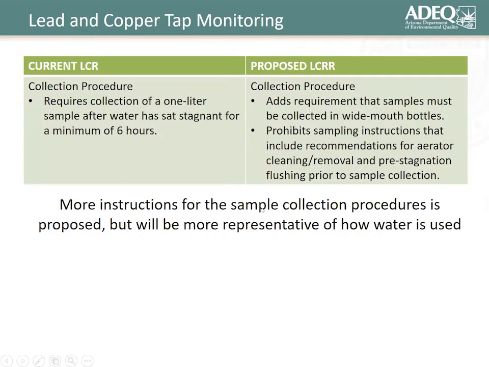Collection procedures will also change post-Flint, actually pre-Flint. A lot of the sample bottles that were used to collect lead and copper tap samples were not wide mouth bottles. After Flint, an EPA memo came out highly recommending that water systems move towards using wide mouth bottles in order to get a better representative flow coming from a faucet into that sample bottle collection.